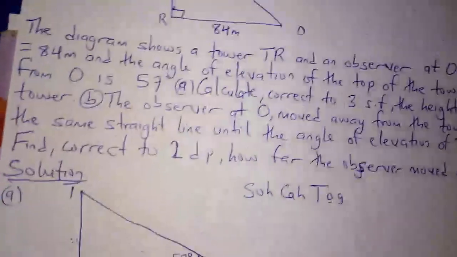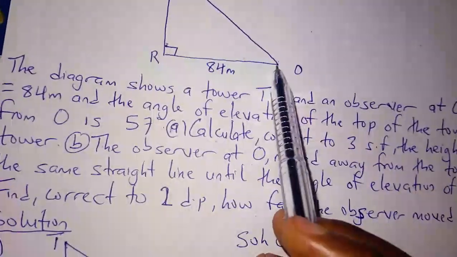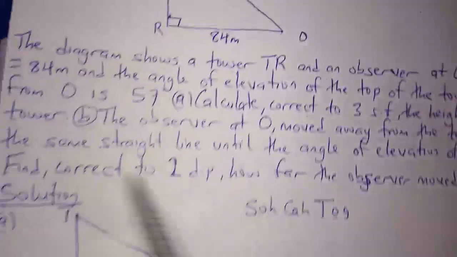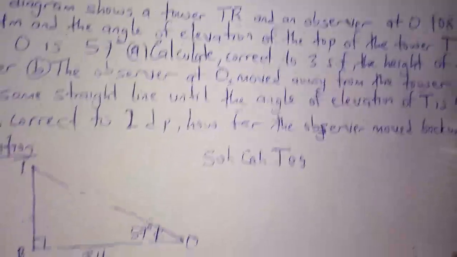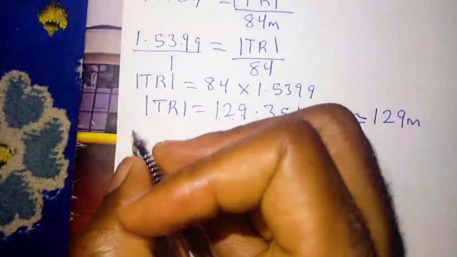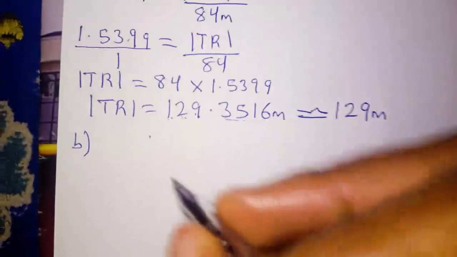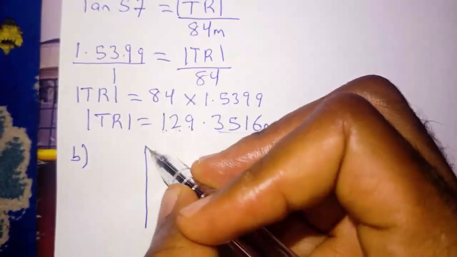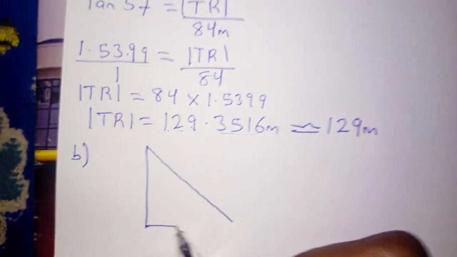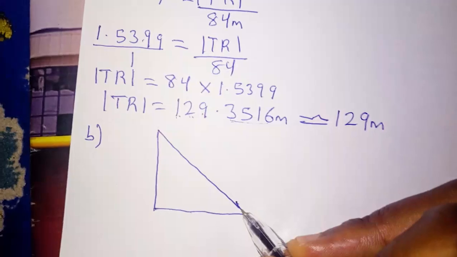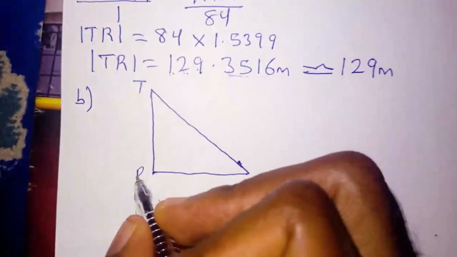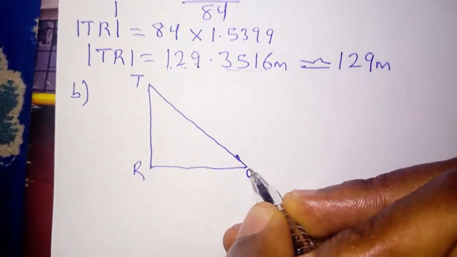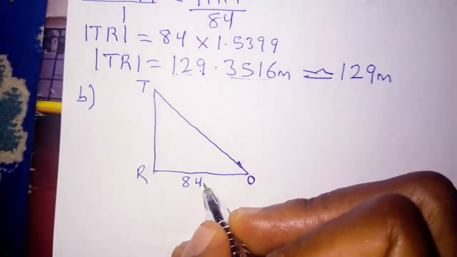Then for the second one, it said the observer at O, remember this is the observer, moved away from the tower in the same straight line until the angle of elevation of T is 49 degrees. Now we might still have to draw another diagram here. This was the original diagram we had. Sorry, my line is not that straight. So you have the top of the tower, the base R, and this was the original position of the observer, which was said to be 84 meters from R.